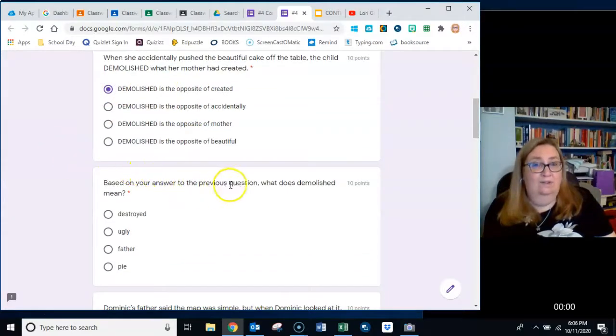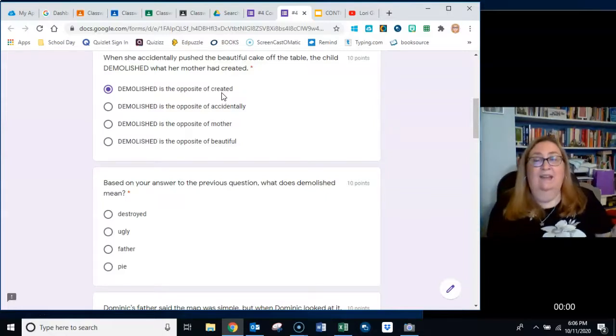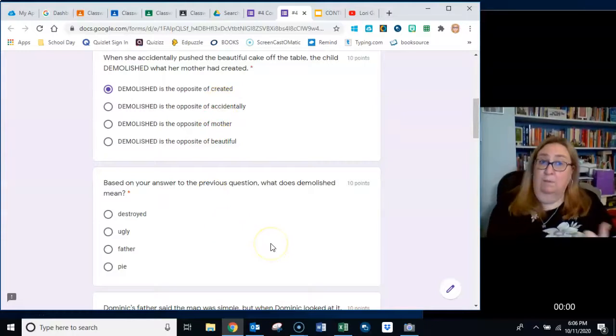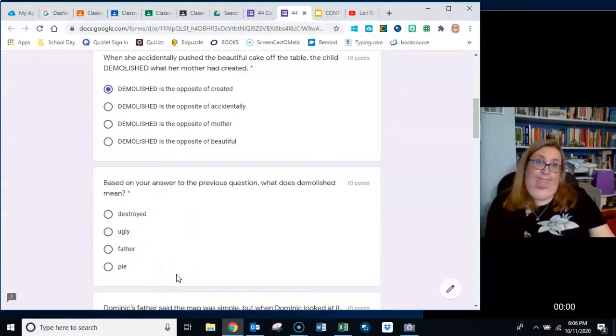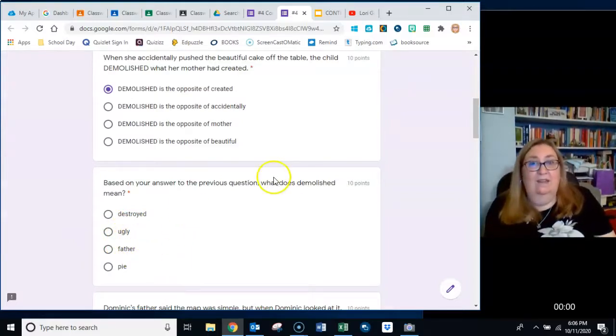Now, based on your answer to the previous question, that's this question here, what does demolished mean? Well, what is the opposite of to create something? If I create a sandcastle at the beach and then my brother comes along and he does the opposite of create it, what does he do to it? Does he destroy it, ugly it, father it, or pie it? He destroys it, right? So the opposite of created, which was our antonym here, we're going to say is destroyed. So demolished means destroyed.